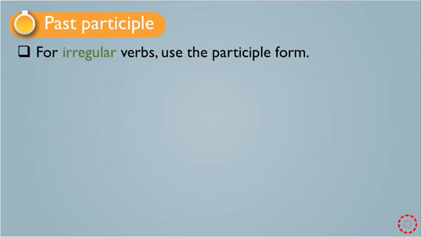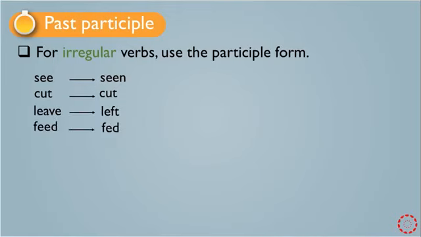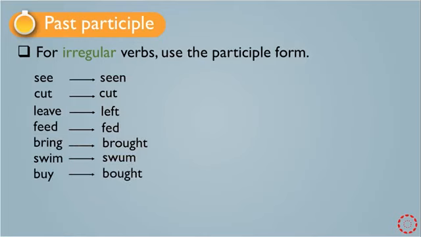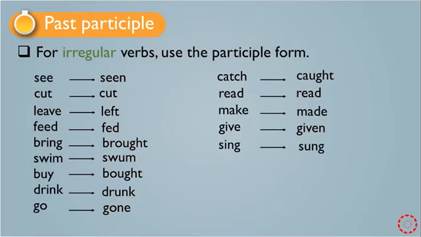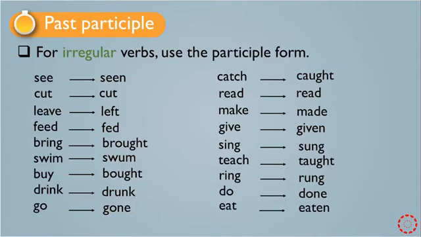But for irregular verbs, we use the participle form. It means they don't take ed, and we don't have a specific rule when we change them from present to the past participle. See became seen. This is irregular verb. Cut remains the same, cut. Leave left, feed fed, bring brought, swim swam, and buy bought, drink drank, go gone, catch caught, read, we just change the pronunciation, we say read, make made, give given, sing sung, teach taught, ring rang, do done, eat eaten.